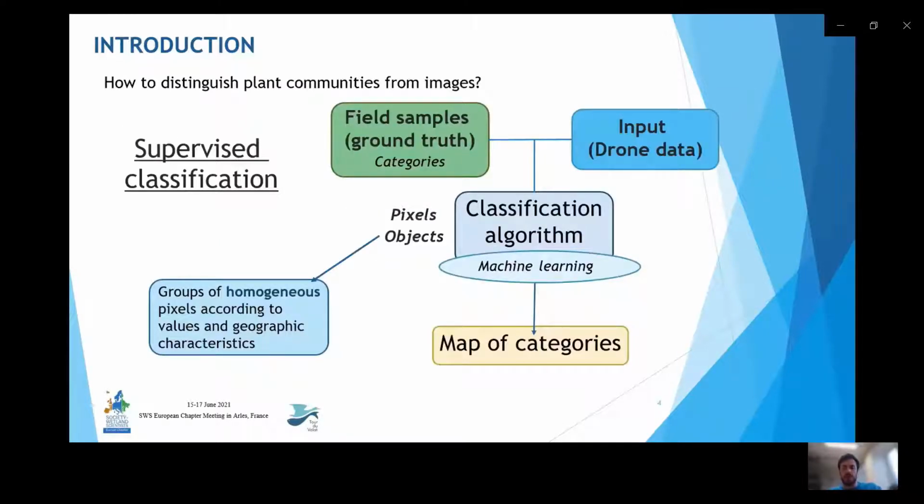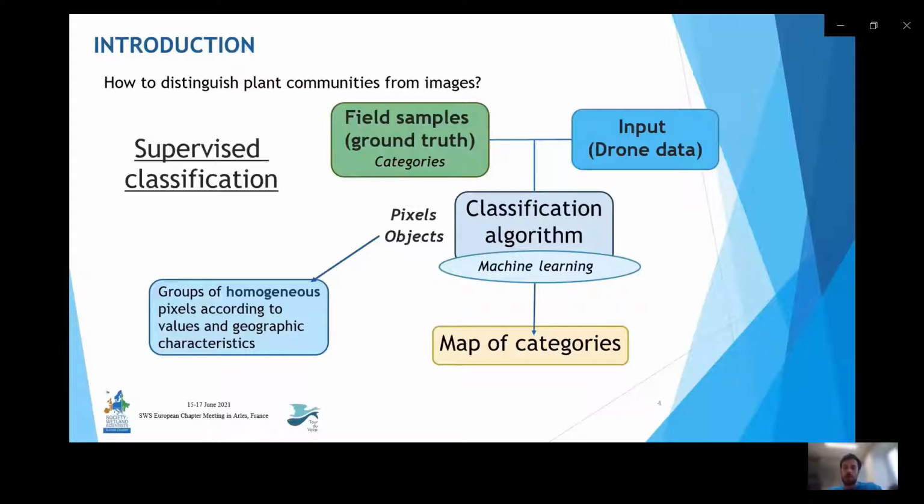To distinguish plant communities, we use a supervised classification of images where the training dataset is the georeferenced samples collected from the field. These are the categories or ground truth. Then a machine learning classification algorithm uses both datasets to produce a map of categories. We apply the classification to pixel values and object values. So what are the objects? These are a group of homogeneous pixels according to their values and geographic characteristics, sharing similar spatial qualities.